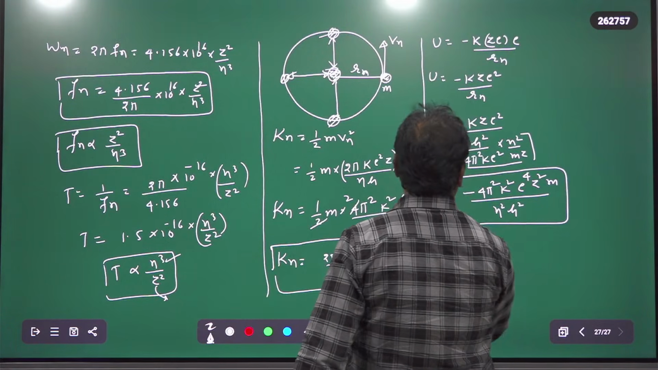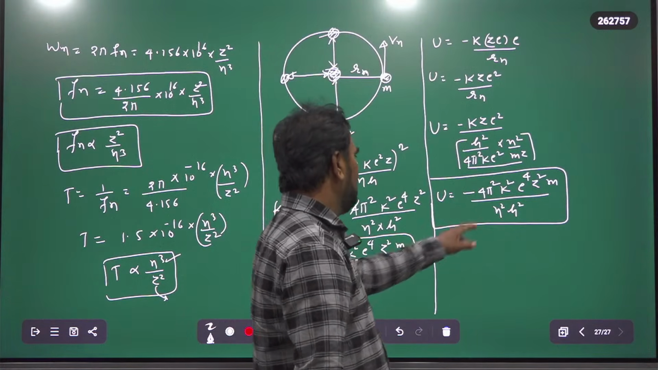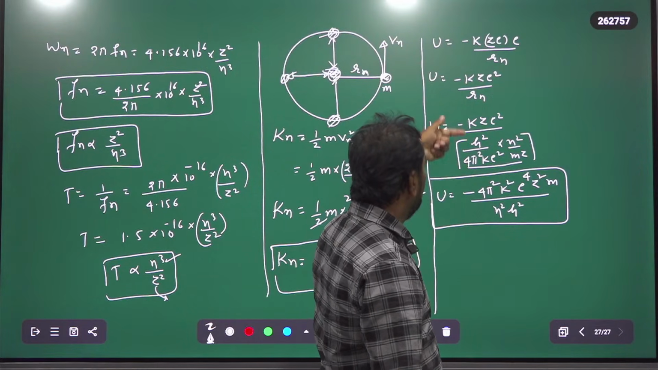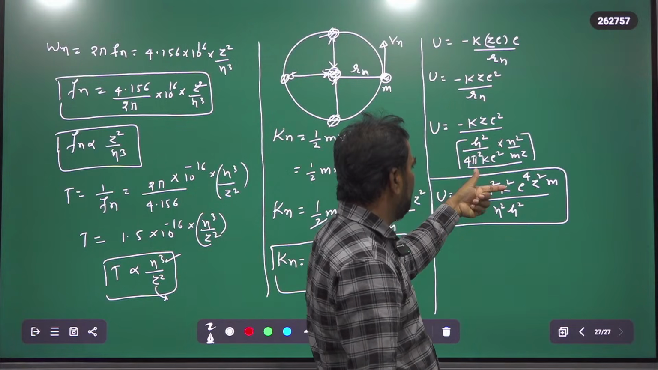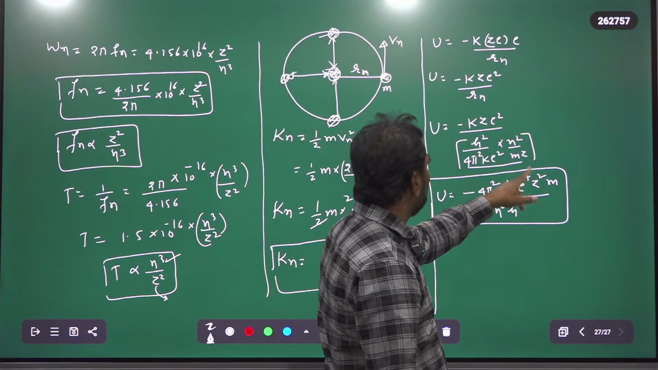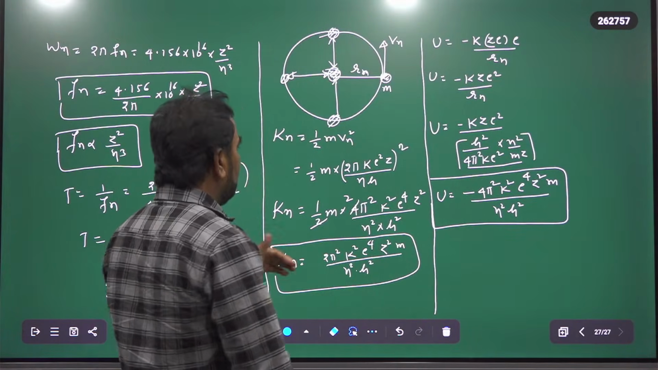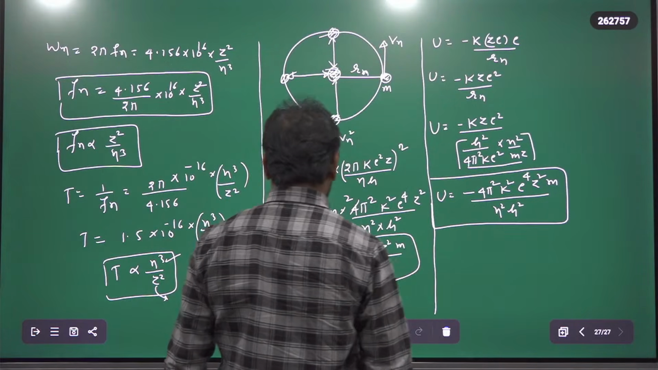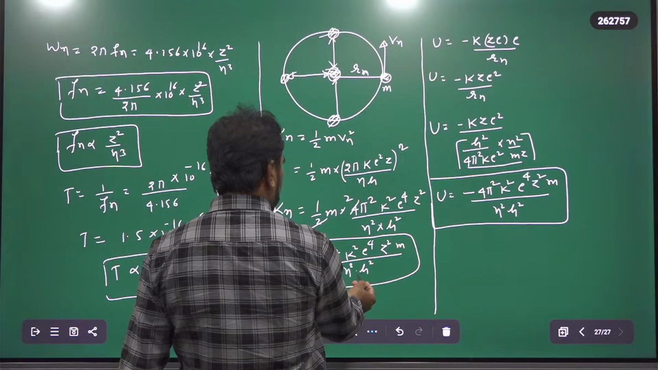The potential energy of an electron in the nth orbit is given by minus 4 pi square k square e power of 4 into z square m upon n square h square. Is it clear? This is the potential energy of an electron in the nth orbit. Here, the kinetic energy is equal to 2 pi square k square e power of 4 z square m upon n square into h square.